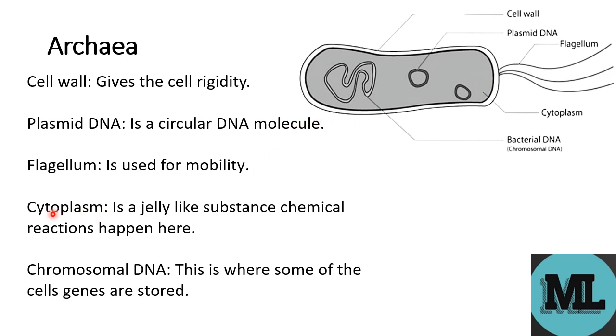And cytoplasm is a jelly-like substance where chemical reactions happen. So cytoplasm, here all the chemical reactions happen. Chromosomal DNA, this is where some of the genes are stored. So some of the genes inside an archaea cell are stored here.